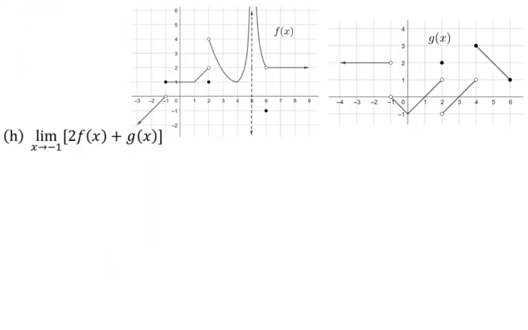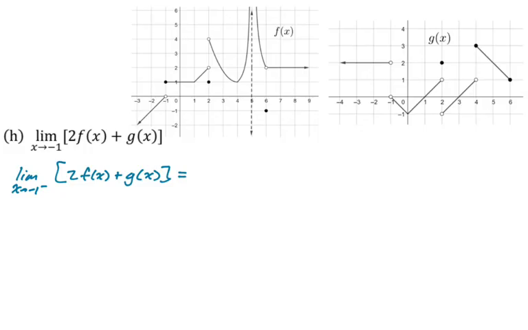So this one's, I think, considerably more straightforward. So we're going to look from the left. Right, so there's a limit as x approaches -1 from the left, 2 times f of x. We're just going to find the limit of f of x and multiply by 2. 2 times f of x plus g of x. So we'll just find the limit of g of x and not multiply by 2. Then we'll add them together.